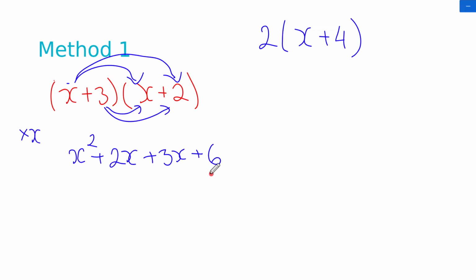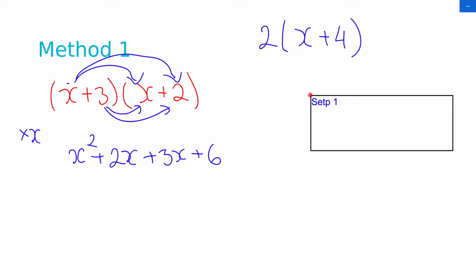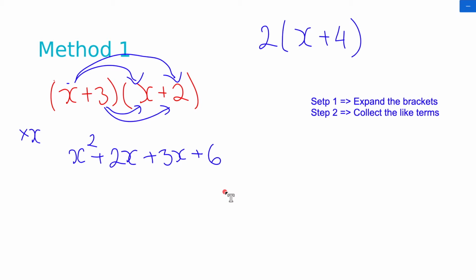Now I'm looking and I need to collect like terms, okay? So this has 2 steps, regardless which method you use. Step 1 is expand the bracket, and step 2 is collect the like terms. Okay, or you can imagine it as a cleaning up. Okay, so you have to tidy this up.